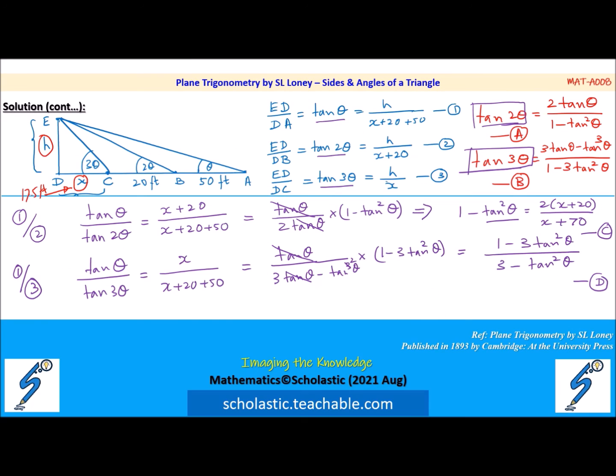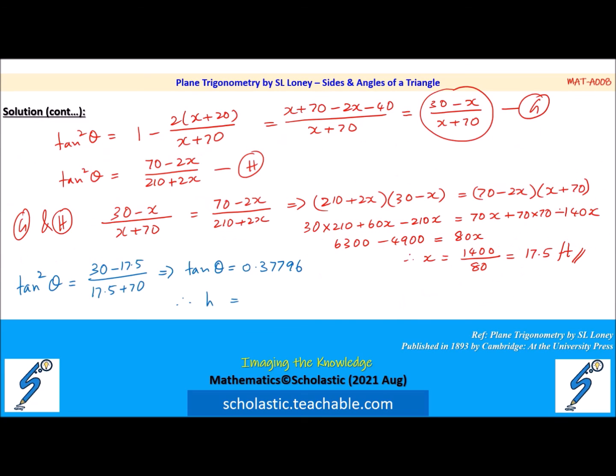So therefore, to find h, we can substitute into the easiest equation, the one where tan theta and h are given. From equation 1, h is tan theta times (70 plus x), which gives us 0.37796 times (70 plus 17.5) feet, which is equal to 33.05 feet, the height in the question. So these are the two answers.